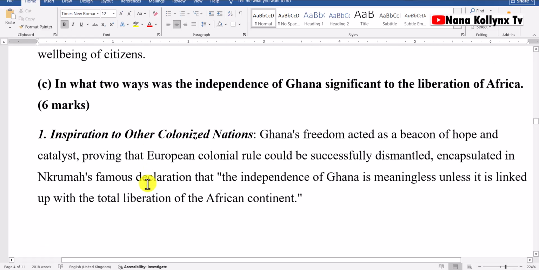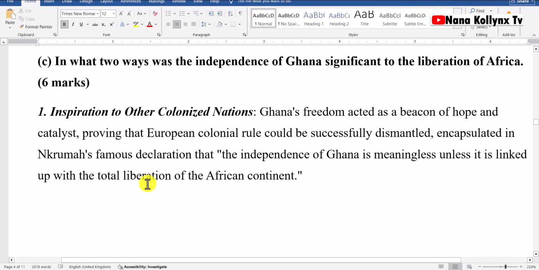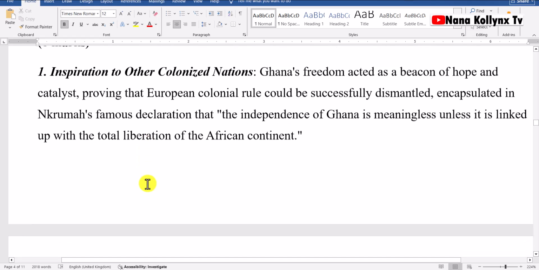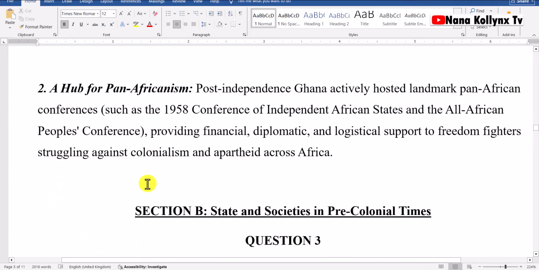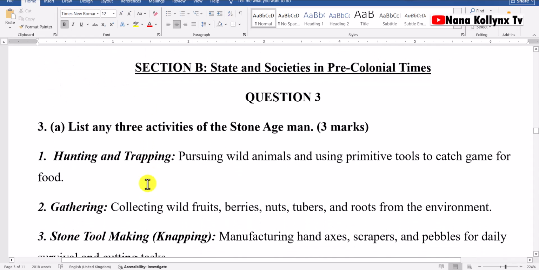Then we also have, in what 2 ways was independence significant to the liberation of Africa? So we inspired other nations under colonial rule. Then we also became a hub for Pan-Africanism, where other nations came. We provided financial support and other things. All right? Good. So let's look at the section B.